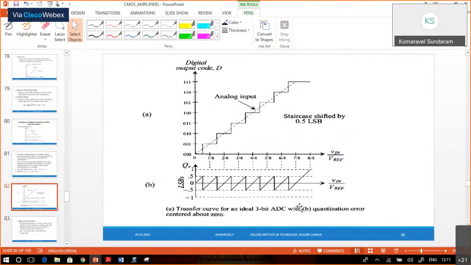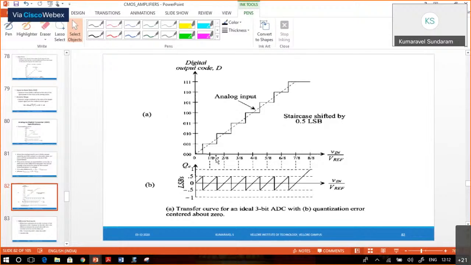So to make the quantization error not exceed plus or minus 0.5 LSB, we shift the staircase curve by 0.5 LSB to the left, so that you will have the quantization error centered about 0. Okay, centered about 0.